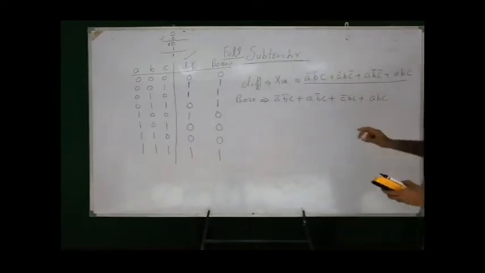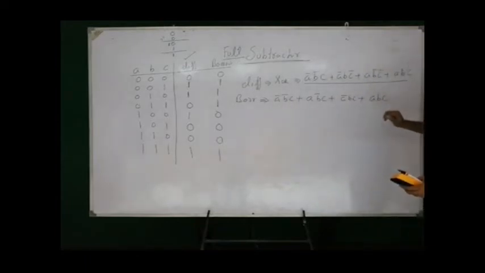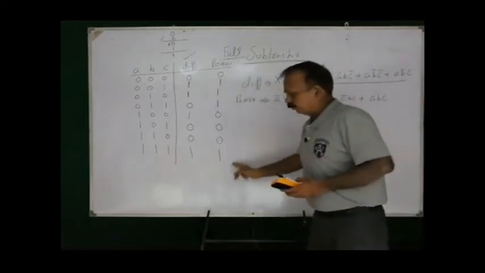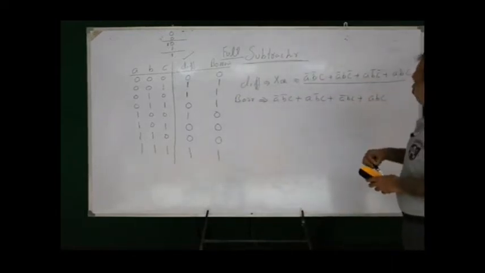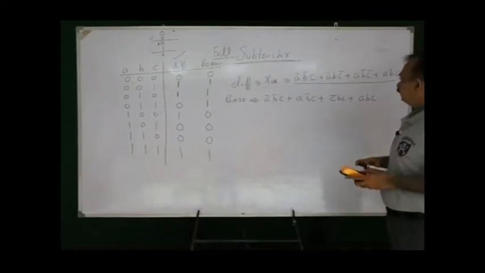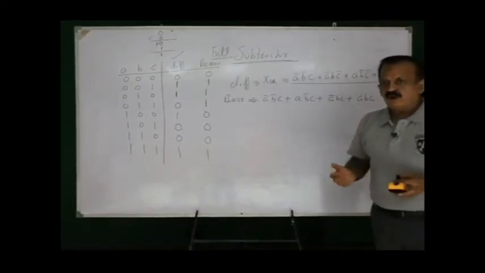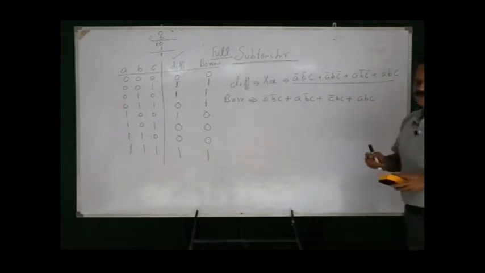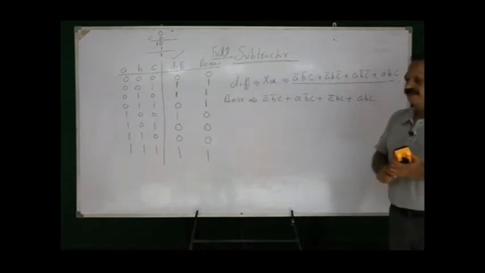Now, the point is this expression will be representing the sum of product expression for borrow. Now, we can simplify this expression with the help of Boolean algebra, or even with the help of K-map. We can simplify either way, with the help of Boolean algebra and with the help of K-map.